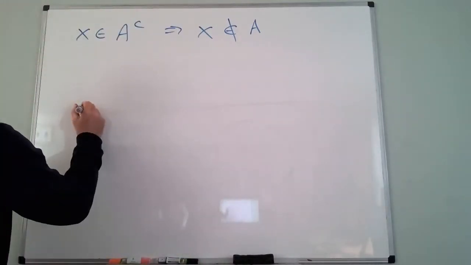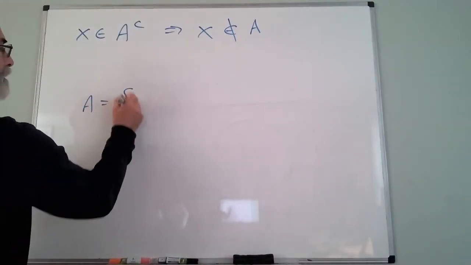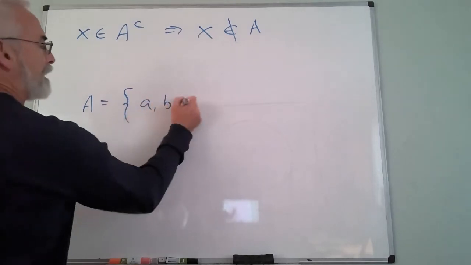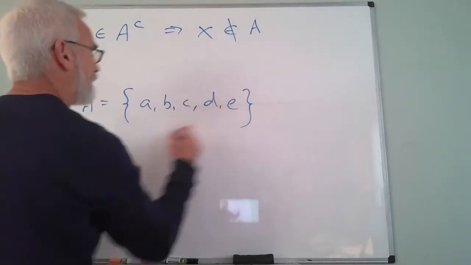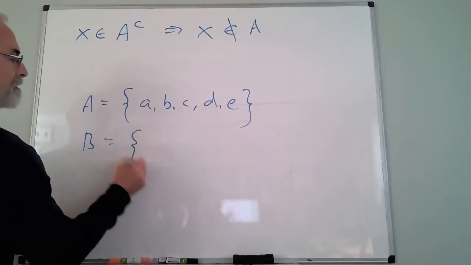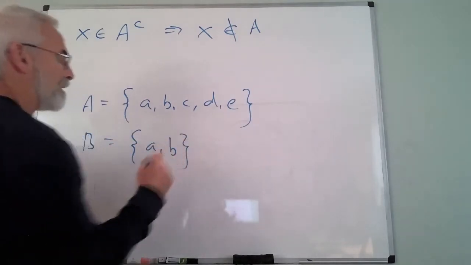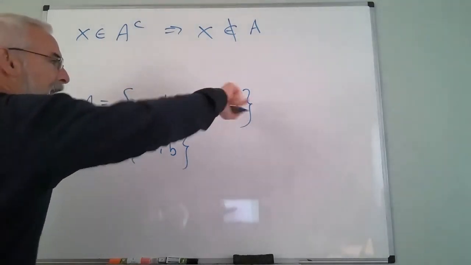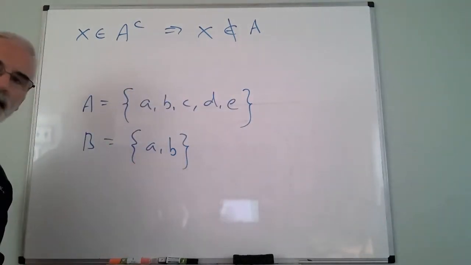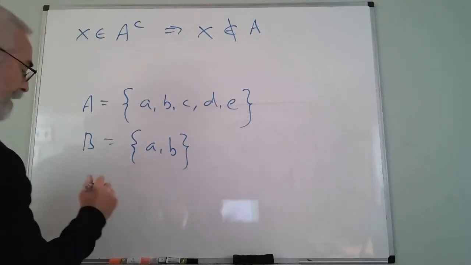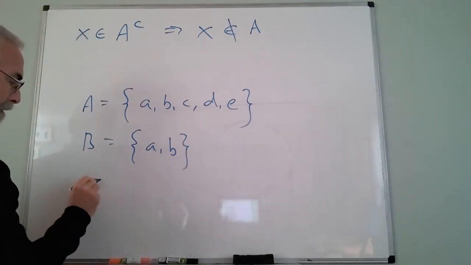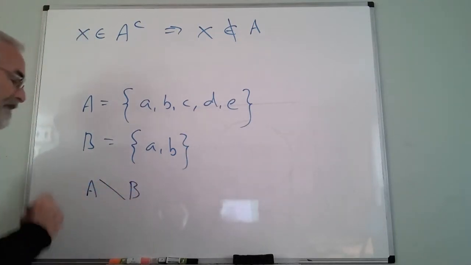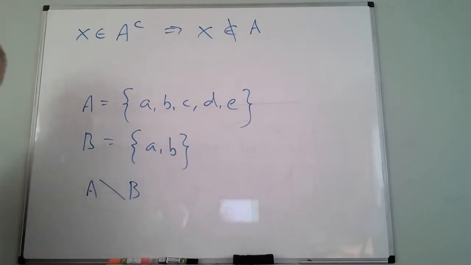So if I said, let's say set A is {a, b, c, d, e}, and let's say set B is {a, b}, I want the set that is everything in A, but with the stuff in B removed. A lot of times people will use this: the backslash symbol means remove or delete.